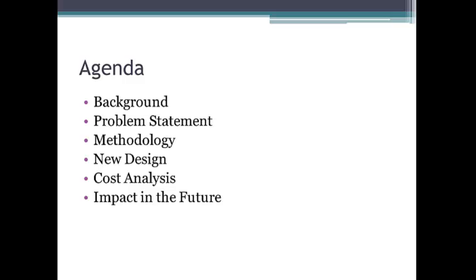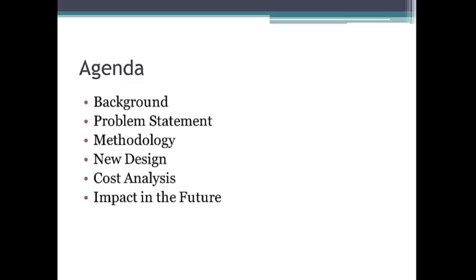Alright, first I'm going to talk about the agenda for this presentation. First I'm going to talk about the background regarding this product, just tell you a little bit about it and give you an idea on the concept. Next I'm going to go over the problem statement. I'm going to explain to you what the problem was at the start of the project and what was exactly needed to overcome this. Next, we're going to go over the methodology, which is the steps of how we went about our project from the beginning to the final deliverables.